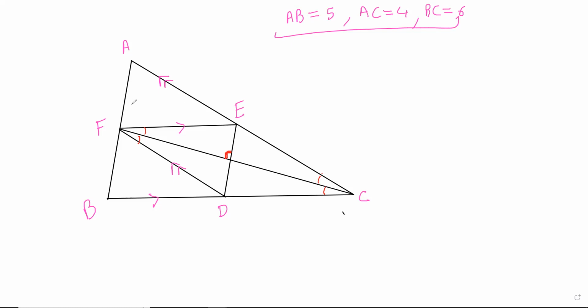Okay. So with that, what are you saying? Sir, AF by FB will be equal to AC by BC. Yes, because we know the angle bisector theorem. Does everybody know that? You have to use such things in these questions, otherwise it takes a longer time.